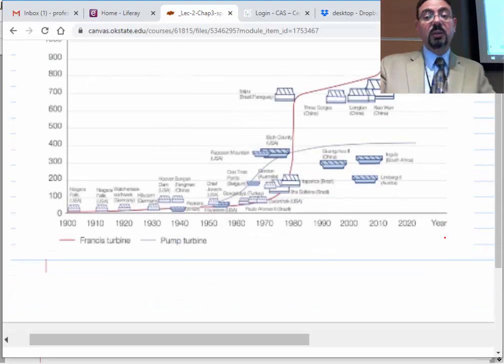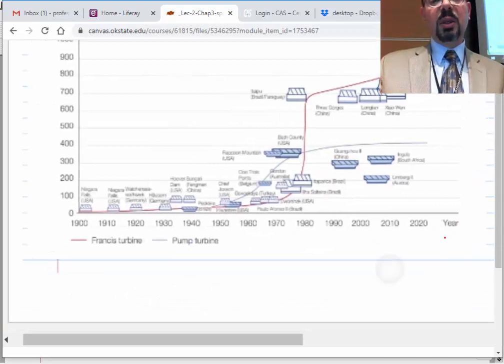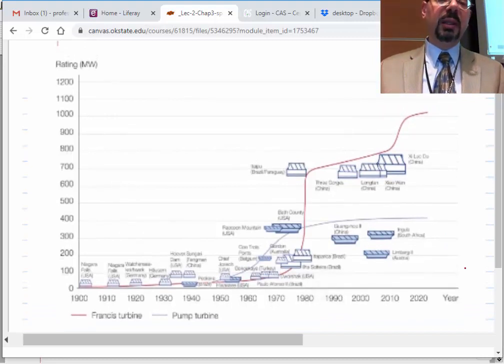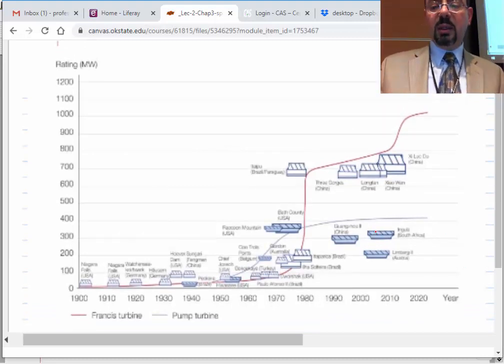Yes, the specific speed, right? We'll see how that is working. But first, let's look at this graph. This is showing us how large those turbines can get. So you can see as years progress, they're getting bigger and bigger.